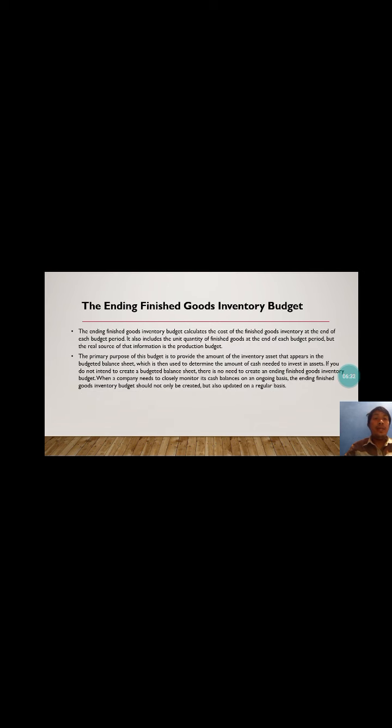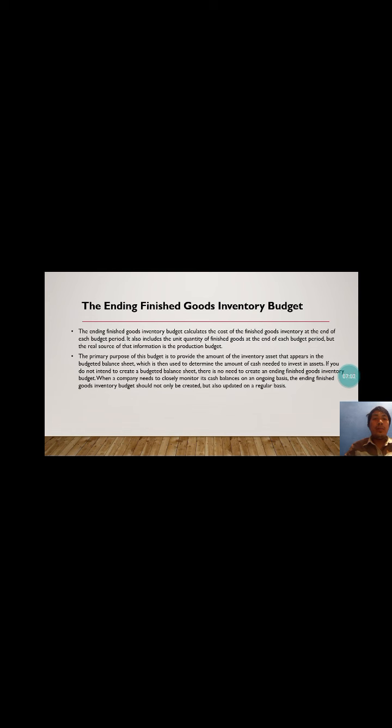The ending finished goods inventory budget. The ending finished goods inventory budget calculates the cost of finished goods inventory at the end of each budget period. It also includes the unit quantity of finished goods at the end of each budget period. But the real source of that information is the production budget.